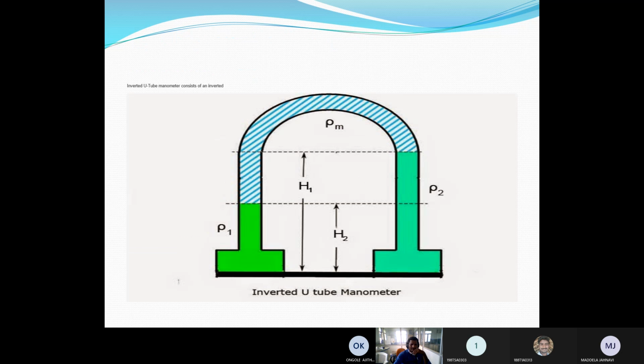This is the inverted U-tube manometer. This inverted U-tube manometer is used to find out the pressure difference. How do we decide between the upright and the inverted one? If the pipe fluid is lighter than the manometric fluid, then we use the simple upright one. If the manometric fluid is lighter than the pipe fluid, then we use the inverted U-tube manometer.